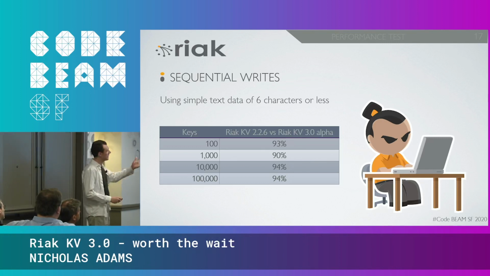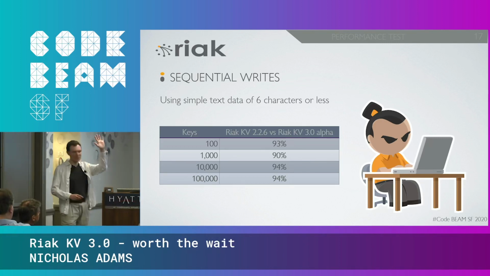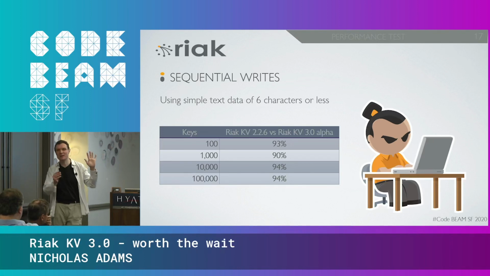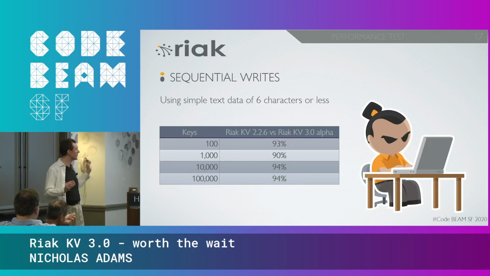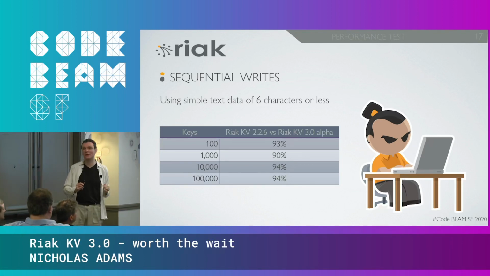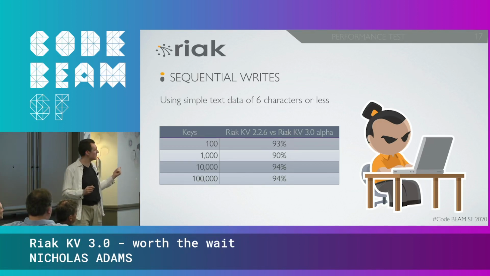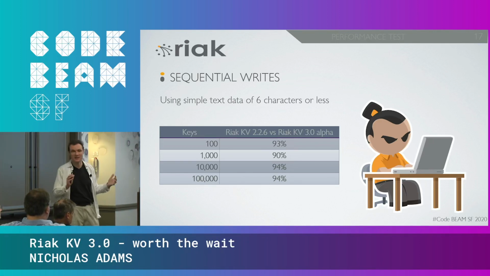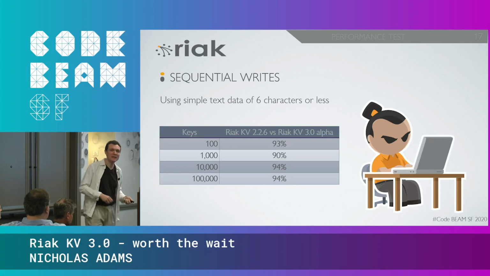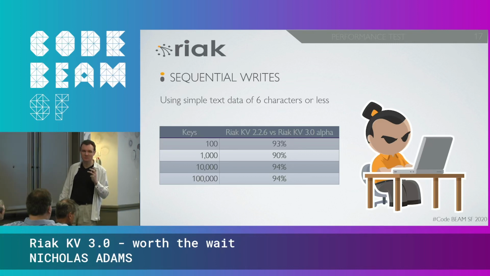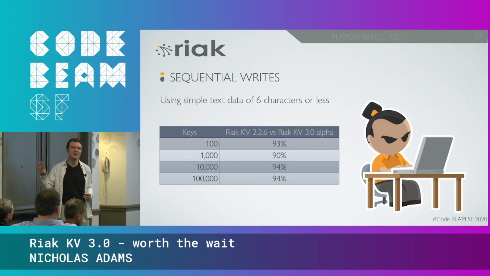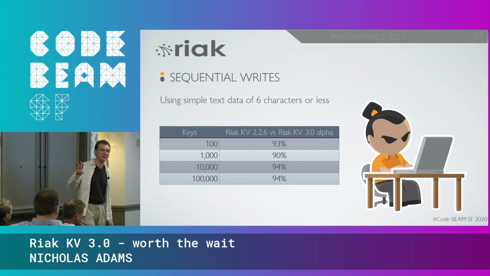So taking a comparison of 2.2.6 as the baseline and KV3 as a percentage of that baseline, we can see that for writing only 100 keys of basically a string of characters, 6 characters or less. And as a background for this, LevelDB, which is the back end I'm running on version 3, is tuned to working on large sizes of data. We're talking a few megs in each transaction.